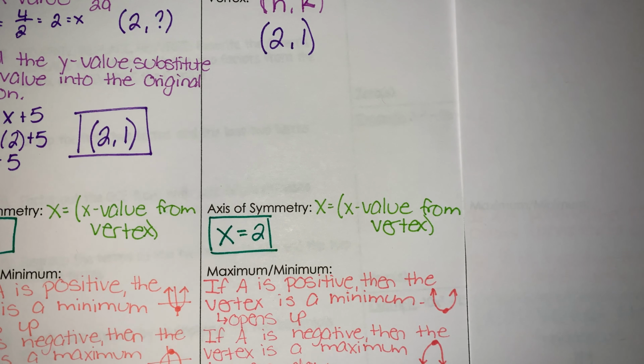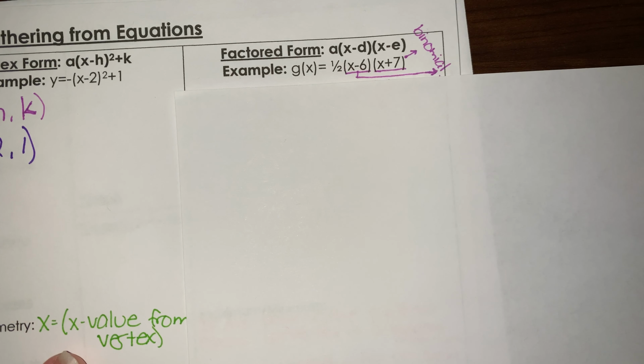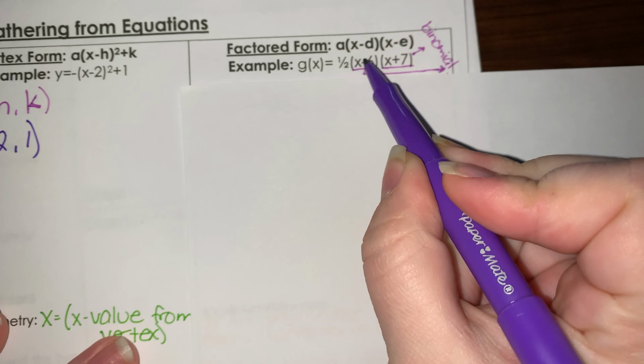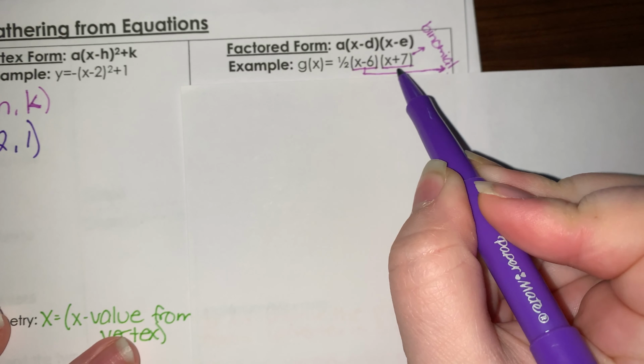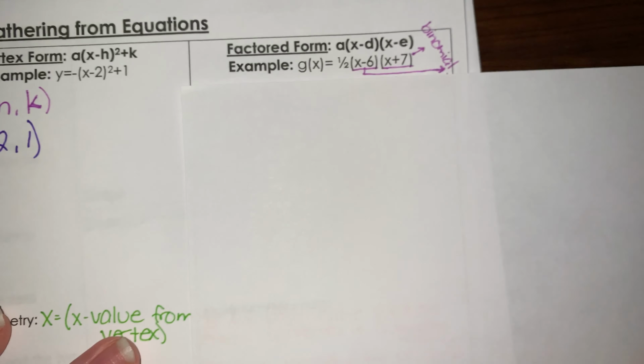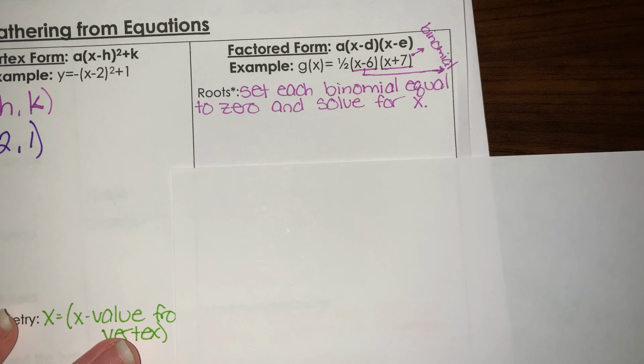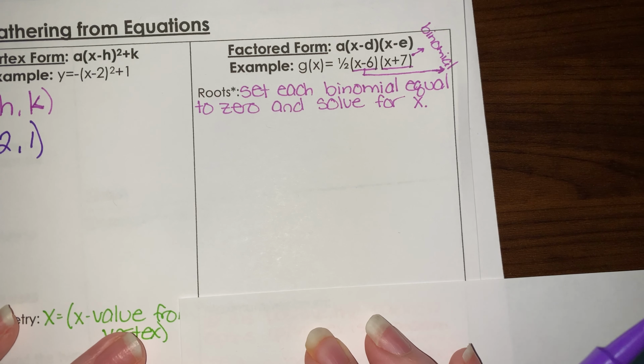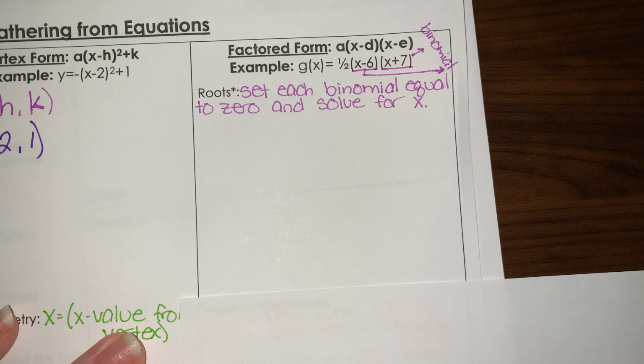Okay, last form of a quadratic is factored form. Now, in factored form, you have 2 binomials. The binomials are what we have written here in parentheses, and you have an a value on the outside. Now, for this one, you can find your roots. Roots are also known as your x-intercepts. You might hear them referred to as solutions or zeros. They all mean the same thing. Roots, x-intercepts, zeros, and solutions all mean the same thing.